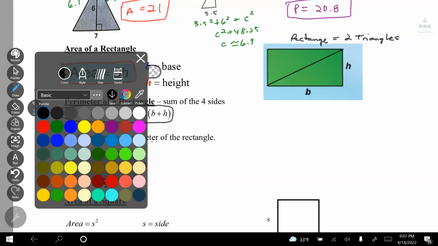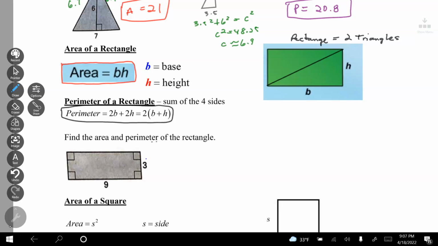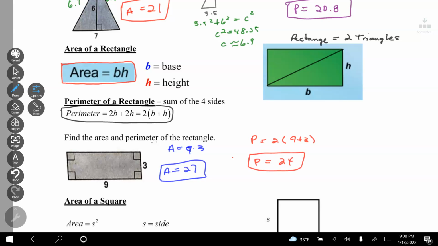Going to my problem. My base is 9, my height is 3, so my area is equal to 9 times 3. So my area is equal to 27 square units. And my perimeter is equal to 2 times 9 plus 3. So my perimeter is 12 times 2, which is 24 units.